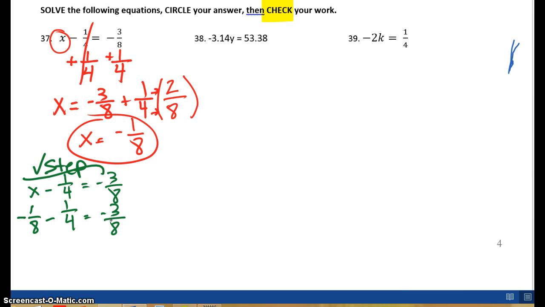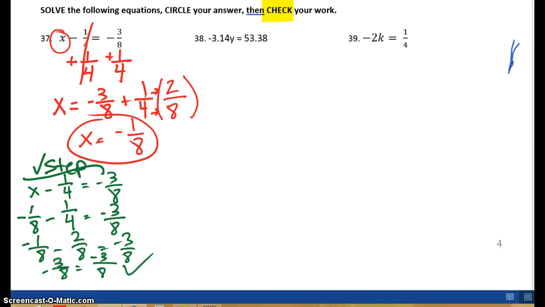Now, I know 1/4 to be 2/8, so I'm going to have negative 1/8 minus 2/8 equals negative 3/8, and negative 1/8 minus 2/8 is negative 3/8. So that does equal, of course, negative 3/8. So I know that is correct. My check step just told me that I did my problem correctly, so I know I can move on to my next problem and know that I got that problem correct.